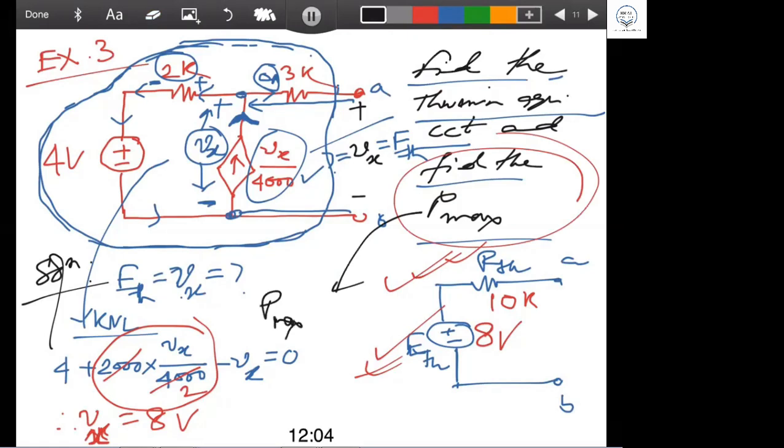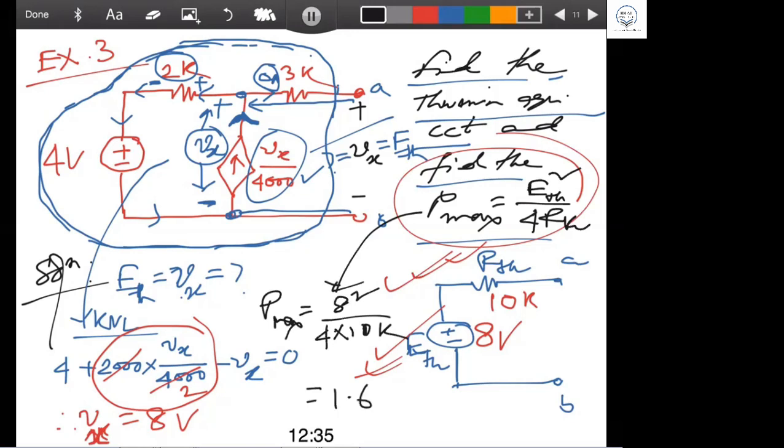Now tell me what is the answer. Pmax equals what? E Thevenin is 8, squared, and 4 times R Thevenin, which is 10K. Remember 10K. Now it is volt squared. So what is the answer if you do the calculation? Sir, 1.6 milliwatt.